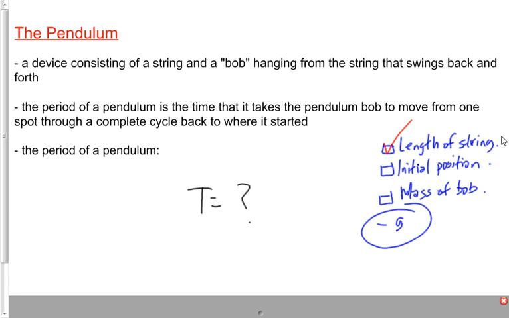Let's look at initial position. What did you guys find in the middle 2 rows here? Did the angle matter? Did the initial position matter? Yes? Okay, let's try it. You guys say it did? Do you agree with that?